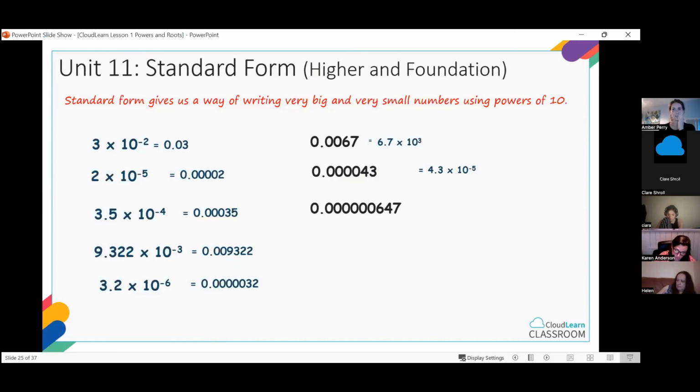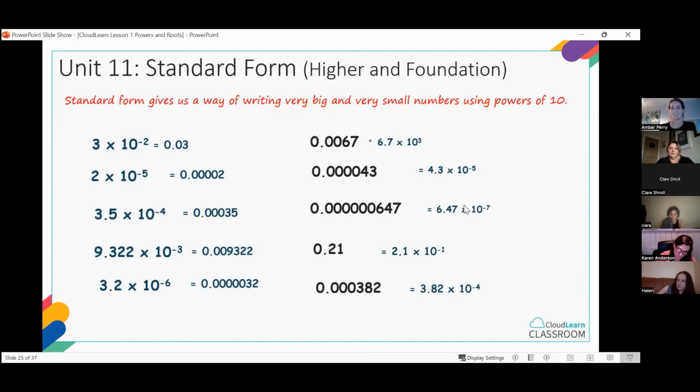So it's going to be 6.47, and then we are going to have to move that decimal point. Oh, I didn't put the answer in there for some reason, but it would have been 6.47 times 10 to the power of minus 7 there. Okay, and hopefully we have this 2.1 times 10 to the power of minus 1, and this last one. 1, 2, 3, 4. So we had to move it 4 to get to between the 3 and the 8. So 3.82 times 10 to the power of minus 4. And there's the last answer there.